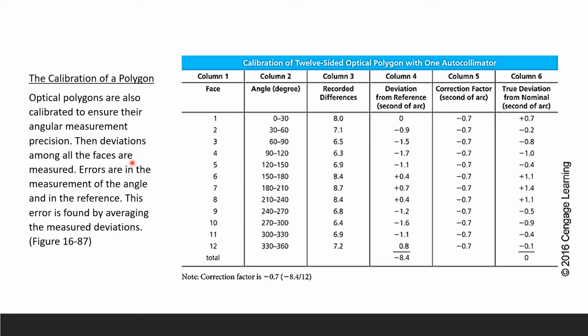Deviations among all the faces are measured. Errors are in the measurement of the angle, in the instrument, and in the procedure of the measurement. Here, errors are in the measurement of the angle and in the reference. This error is found by averaging the measured deviations. You always have to do the average if you have different data. If you have only one single data point, then you don't have to do an average.